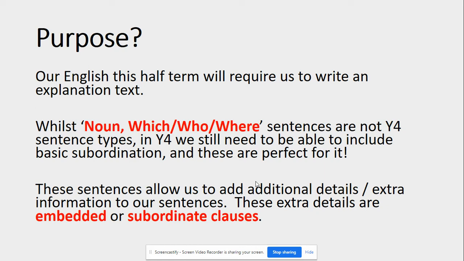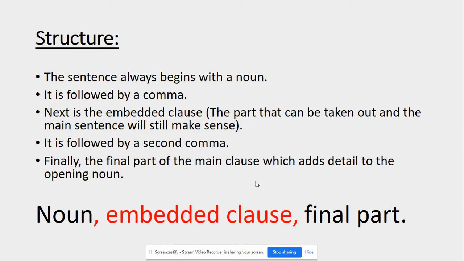These sentences allow us to add additional details, extra information to our sentences. They're called embedded or subordinate clauses. So the structure: the sentence always begins with a noun, the name of something, an object. It's followed by a comma. Next is the embedded clause, the part that can be taken out of the main sentence and it will still make sense. It's followed by a second comma, and then finally the final part of the main clause, which adds a detail. So it's noun, comma, embedded clause, comma, final part of the main clause.